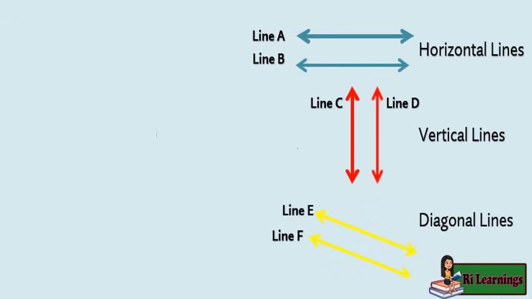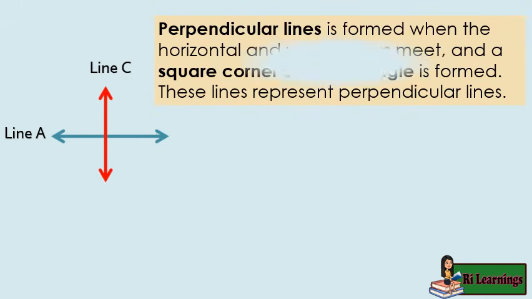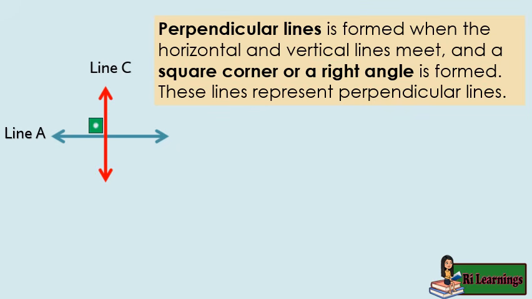Perpendicular lines are formed when the horizontal and vertical lines meet, and a square corner or a right angle is formed. These lines represent perpendicular lines.